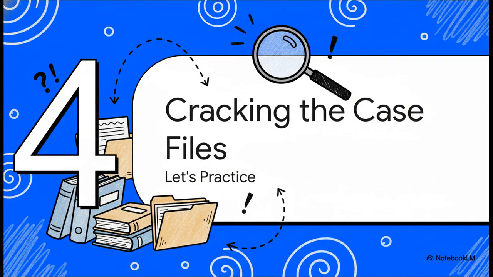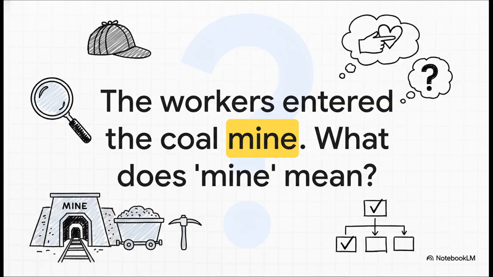All right, theory's great, but practice is where the real fun begins. It is time to open up the case files and put our new 4-step method to the test. Let's do this. Okay, detective, here's your first case. The workers entered the coal mine. Our mystery word is mine. Now, we all know mine can mean something belongs to me, right? Like, that's mine. But is that what's going on here?